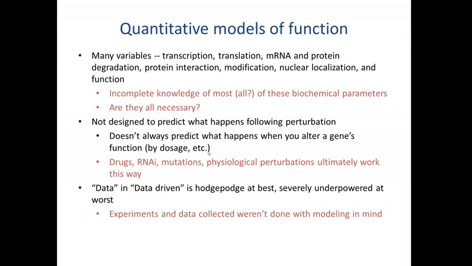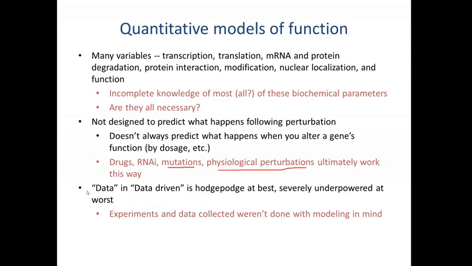Another critique of this style of modeling is that it's not necessarily designed to predict what happens following a perturbation. So it doesn't always predict what happens after you alter a gene's function by dosage, for example. And there are many of these types of perturbations. You can think about drugs as a perturbing agent, or perturbagen. RNAi reagents can be perturbagens. Mutations to a cDNA or a gene can be perturbations. There are many physiological perturbations, for example, exercise or hypoxia. All of these things are occurring, and we want to understand how they work, because that's really how physiology and pathophysiology work. It's a perturbation to a system.